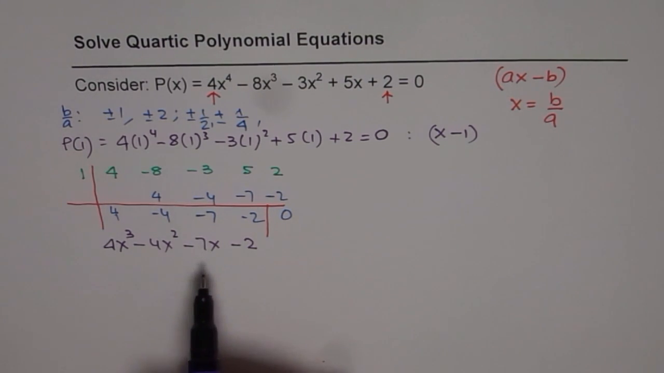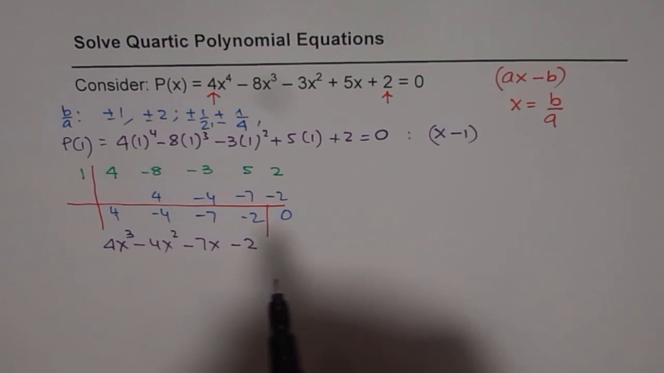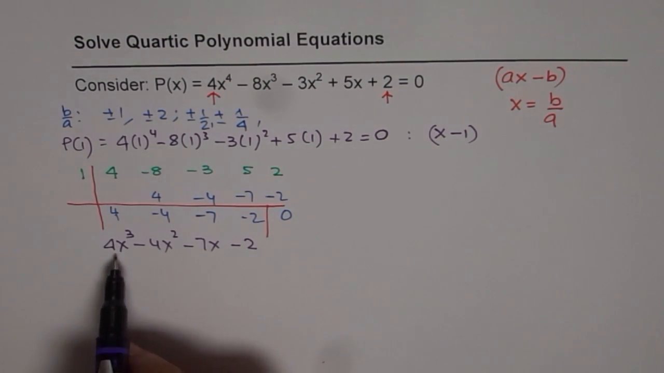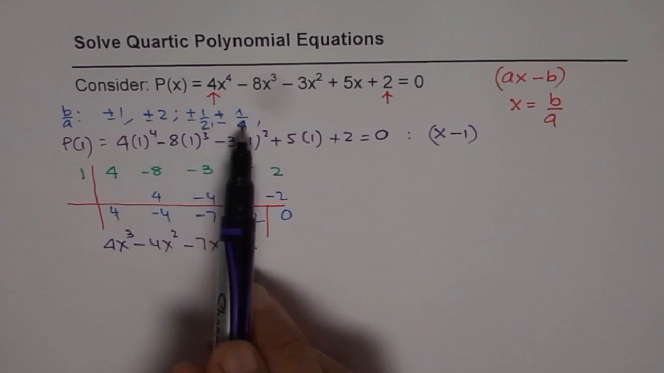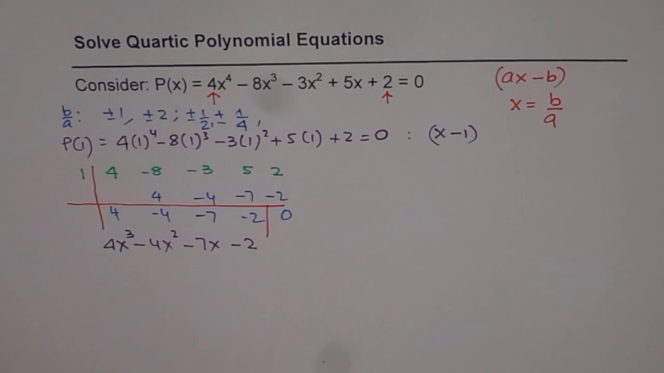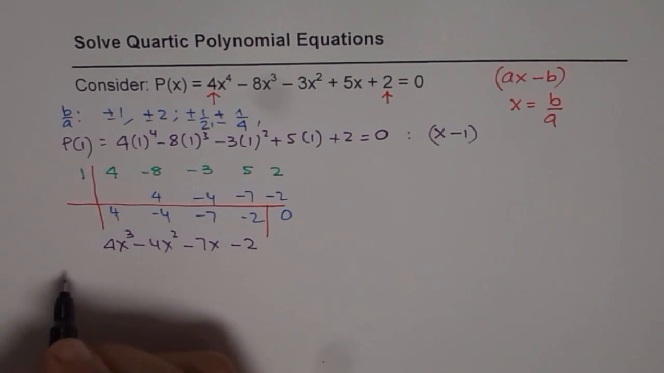Let me call this another polynomial. So we know this is x minus 1 times all this. Now the exercise is repeated. We'll again try to figure out what are the possible values which can give us 0 now. So still you see 2 and 4 are kind of similar, so we are left with the same options. Let's try the next number, and we'll try p of 2 now.